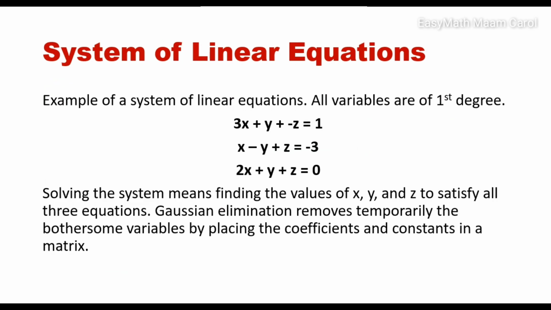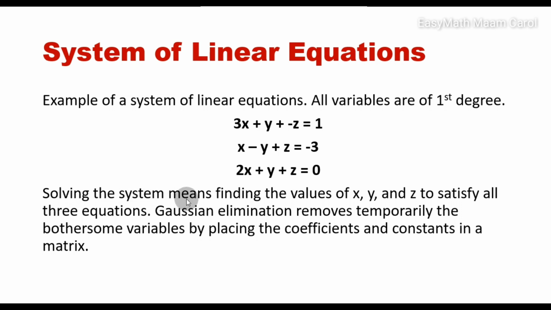Now, ano yung sinasabing system of linear equation? So, a system of linear equation is shown in this example below. So, we say system because we have three linear equations involving three variables, x, y, and z. And all variables are of first degree, meaning wala kang makikitang exponent doon sa kahit anong variable na x, y, and z. So lahat yan on its first degree. So kaya siya tinawag na system of linear equation.